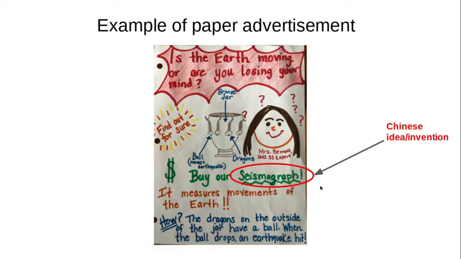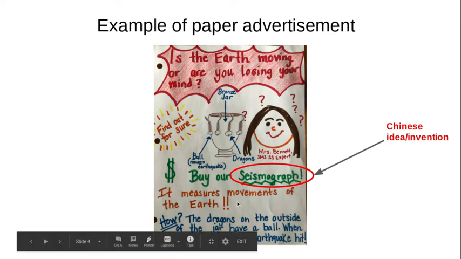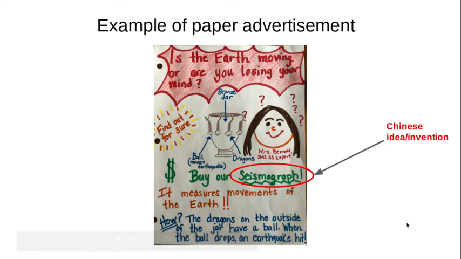So our seismograph measures movements of the earth. And then I even put how: the dragons on the outside of the jar have a ball. When the ball drops, an earthquake hit. So again, it makes it look like an advertisement trying to sell a product, which would be the seismograph, but yet it also includes facts.